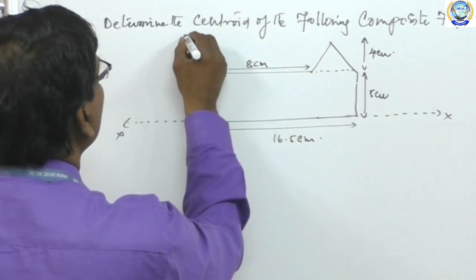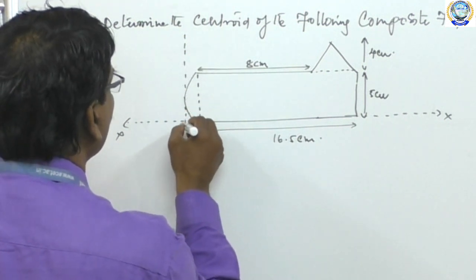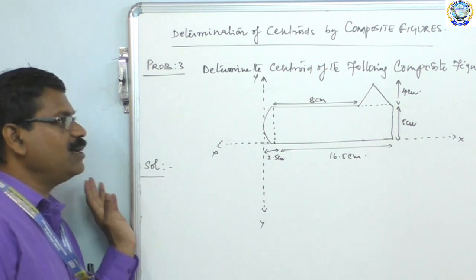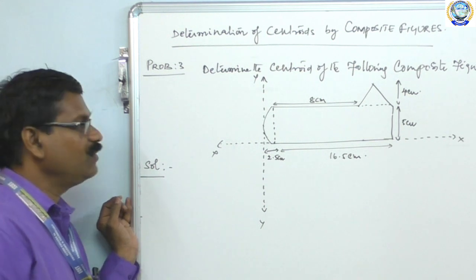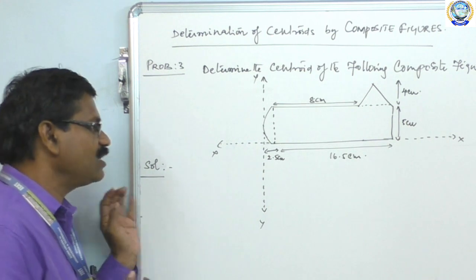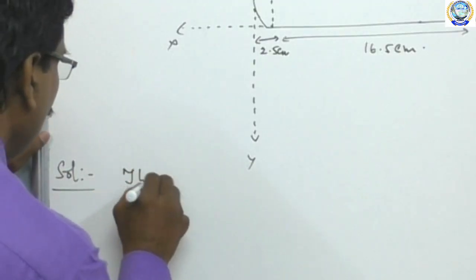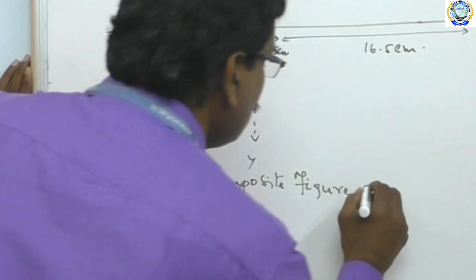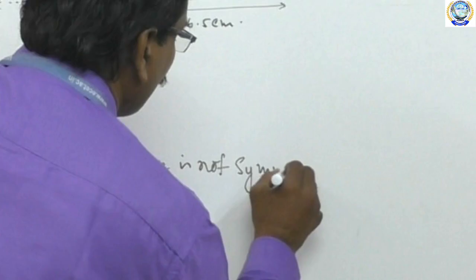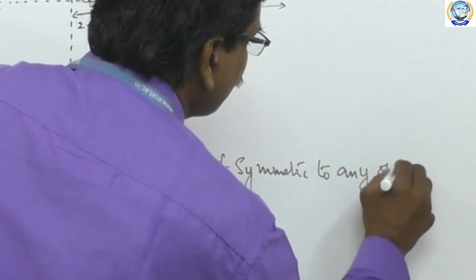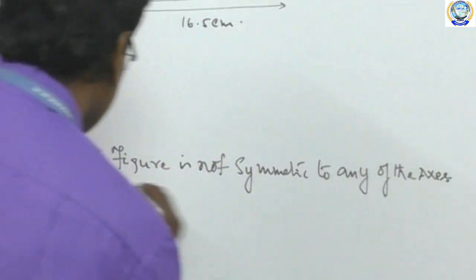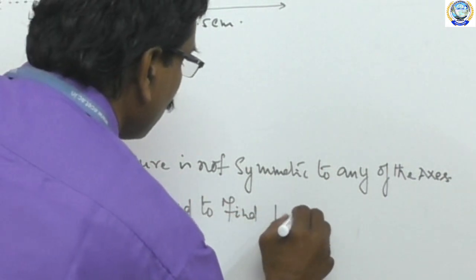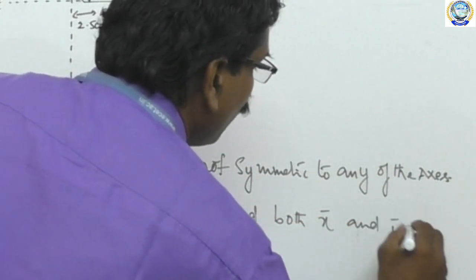XX, YY. If you see this diagram, my dear students, strictly speaking the given composite figure is not symmetric to any of the axes. Therefore, we need to find both the x bar and y bar coordinates. Let us see the solution. The given composite figure is not symmetric to any of the axes. Hence, we need to find both x bar and y bar coordinates.